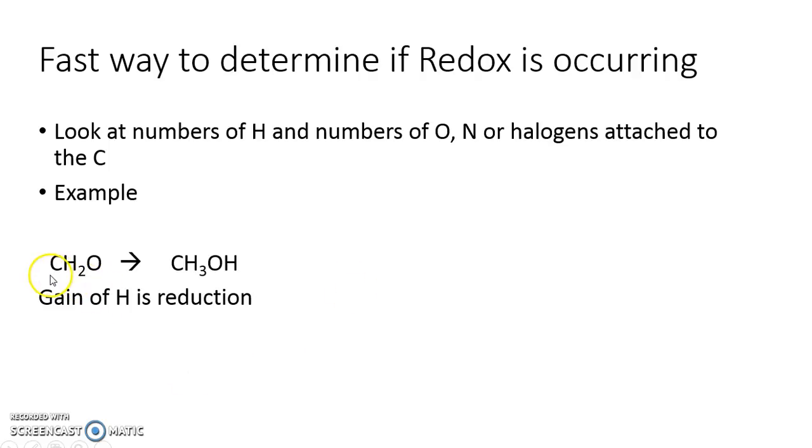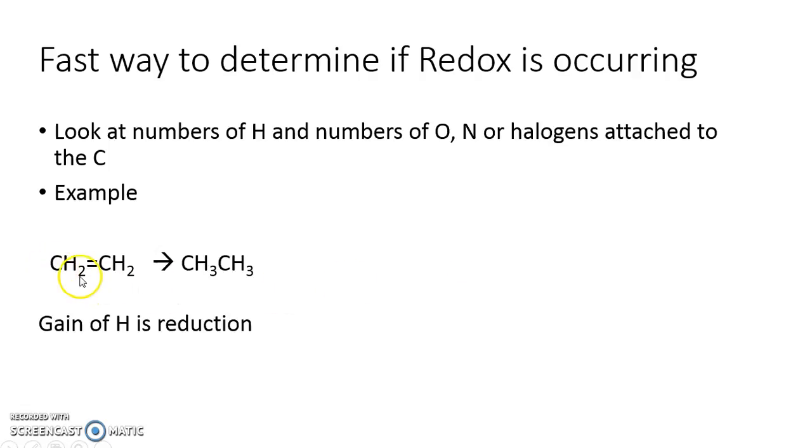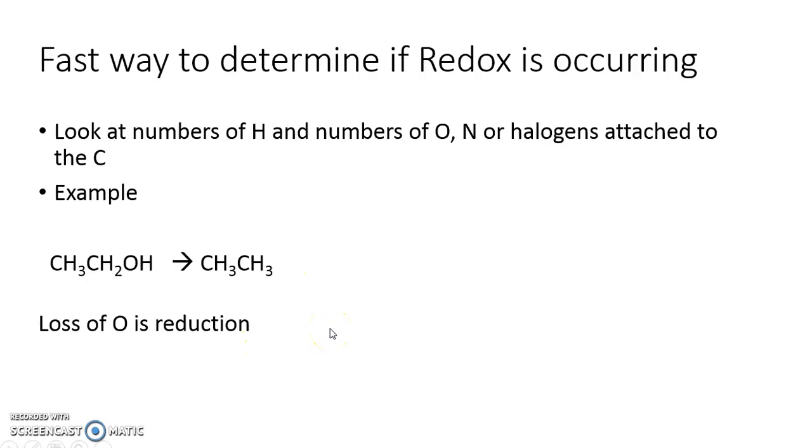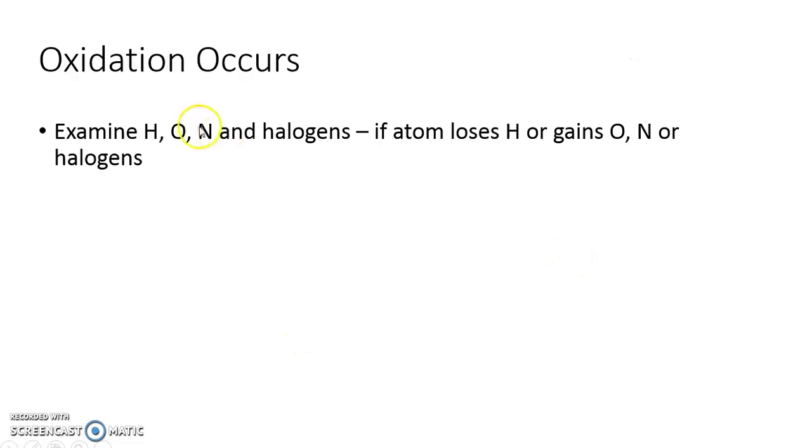Here we have formaldehyde being changed to methanol. You can see the carbon is gaining a hydrogen. That's reduction. Here we have ethene being changed to ethane. 2 carbons gain hydrogen. This is reduction. And here we have a carbon losing an oxygen. That's reduction.